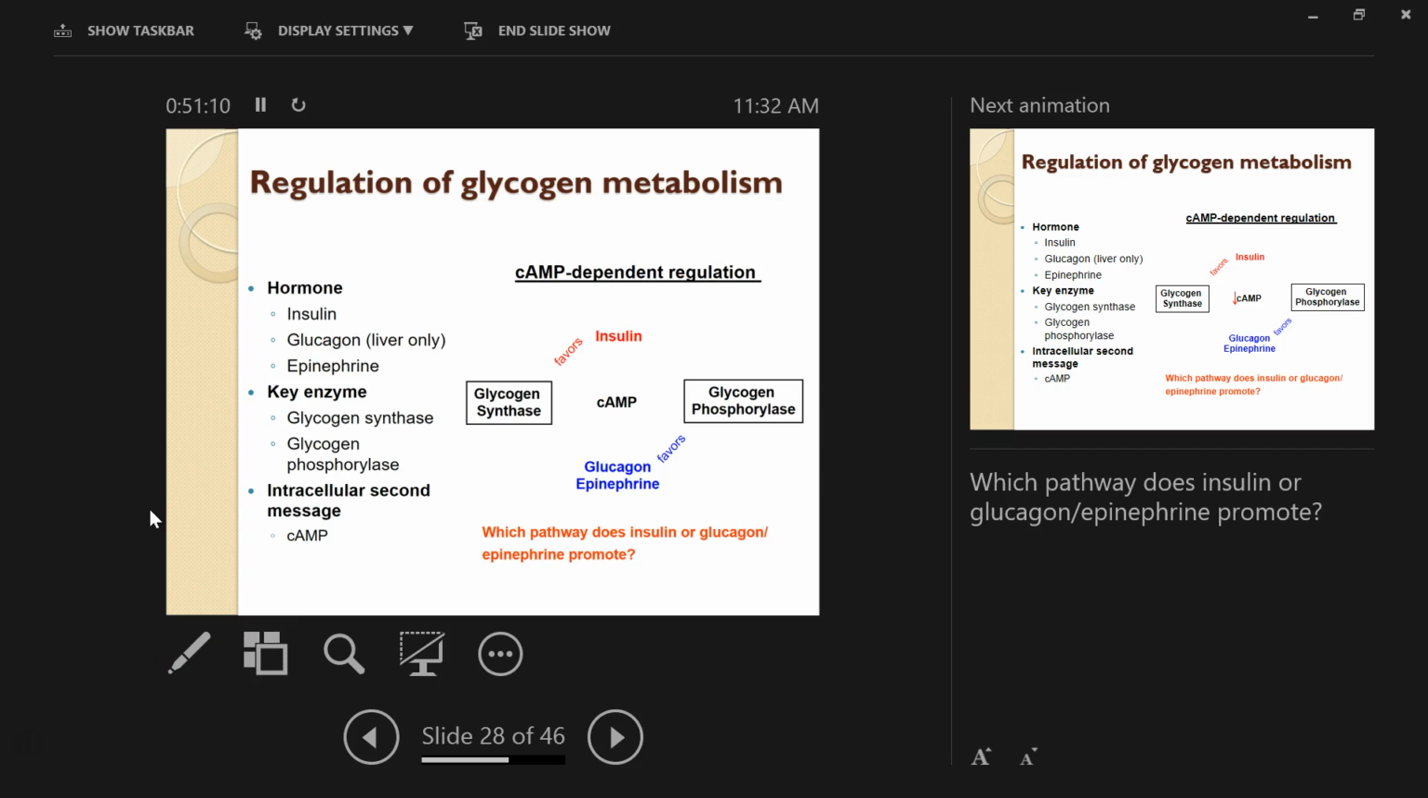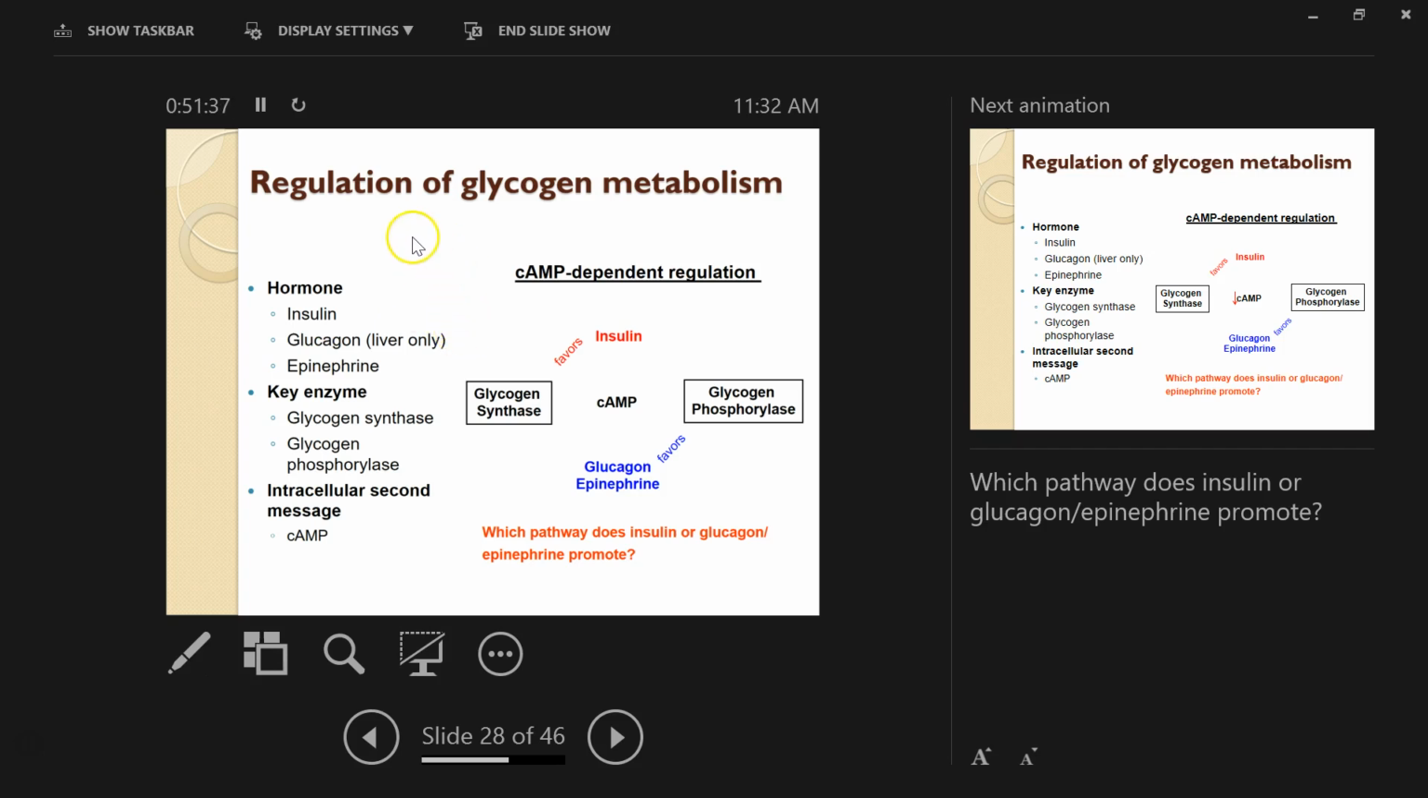So let's just finish the glycogen metabolism regulation. How are the glycogen pathways regulated? Under the different physiological conditions, again, the hormone changes are the key and the driving force for the regulation of the activity.